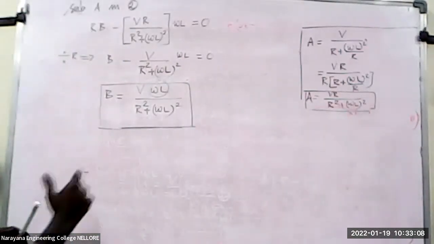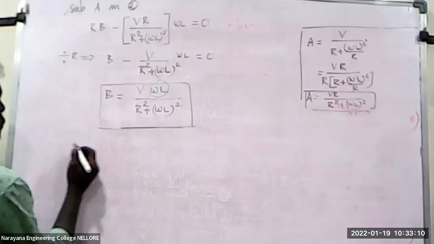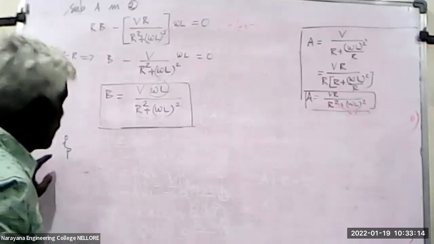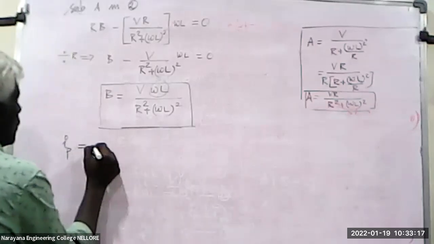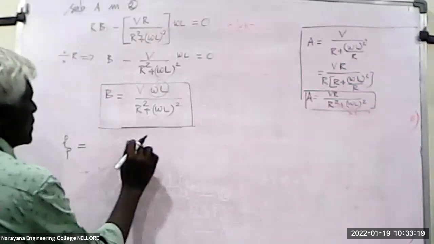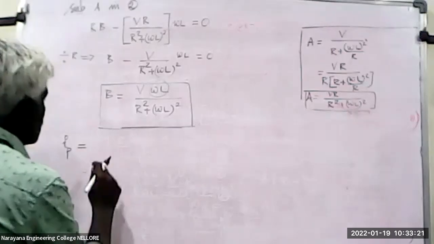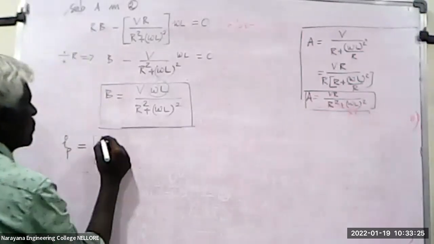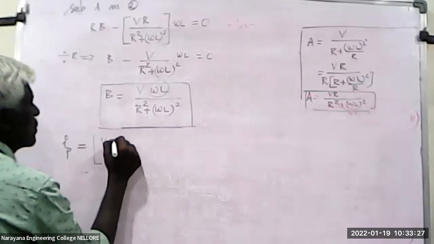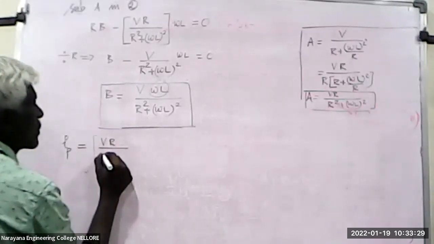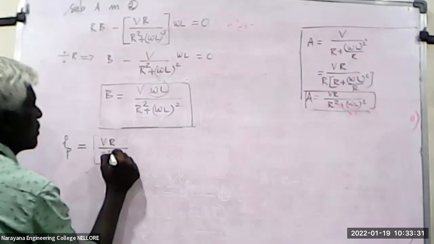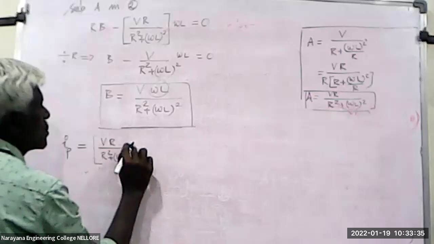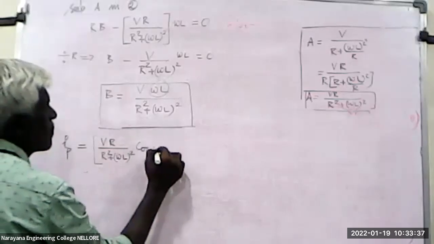Okay. So A and B values we have found. So we have got the value of P, that is the A cos omega t plus B sin omega t we have seen. So A cos omega t, you write the A value: VR divided by R square plus omega L the whole square, cos omega t plus theta.